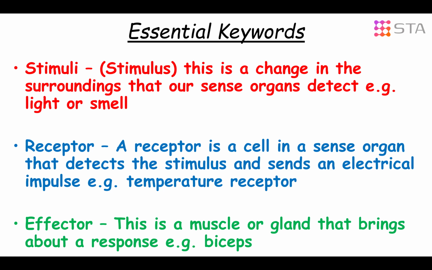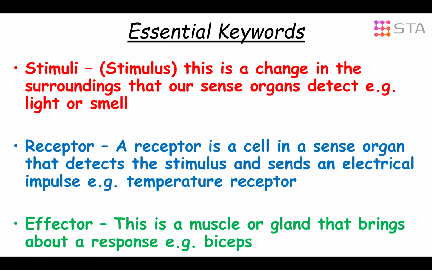So, examples of receptors are temperature receptors in the skin, light receptors at the back of the eye, sound receptors inside the ear, as we saw earlier. And the last word we need to know is the word effector. An effector brings about an effect. So an effector is always a muscle or a gland that brings about an effect, or at GCSE we say a response.